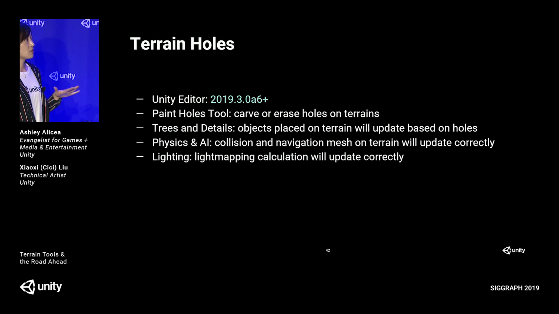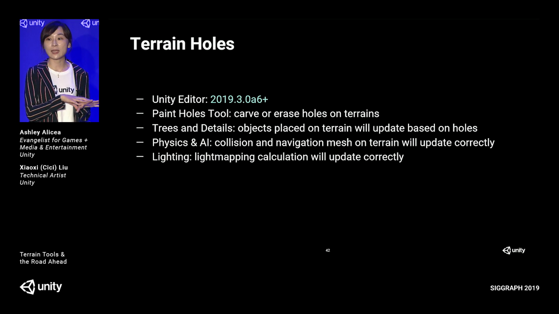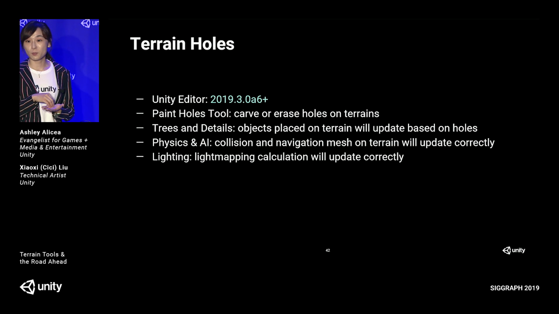The other features I would like to mention here are trees and details. If you have trees and details placed on the terrain, when you place the hole, it will remove the trees and details automatically. The same goes for collision and the navigation mesh, so it will make sure things fall through the hole and your nav mesh will update correctly as well. If you bake light maps, the light mapping data and calculation will be updated as well. So all in one.